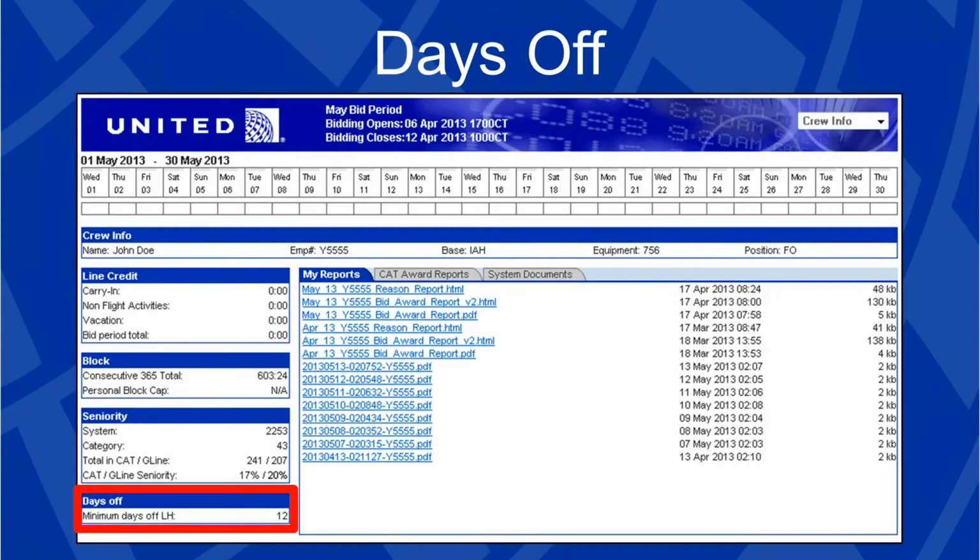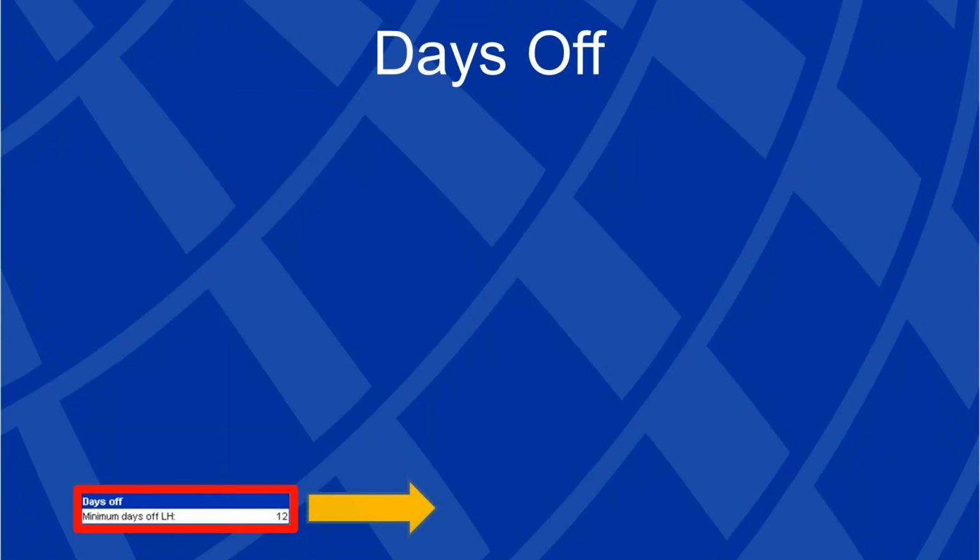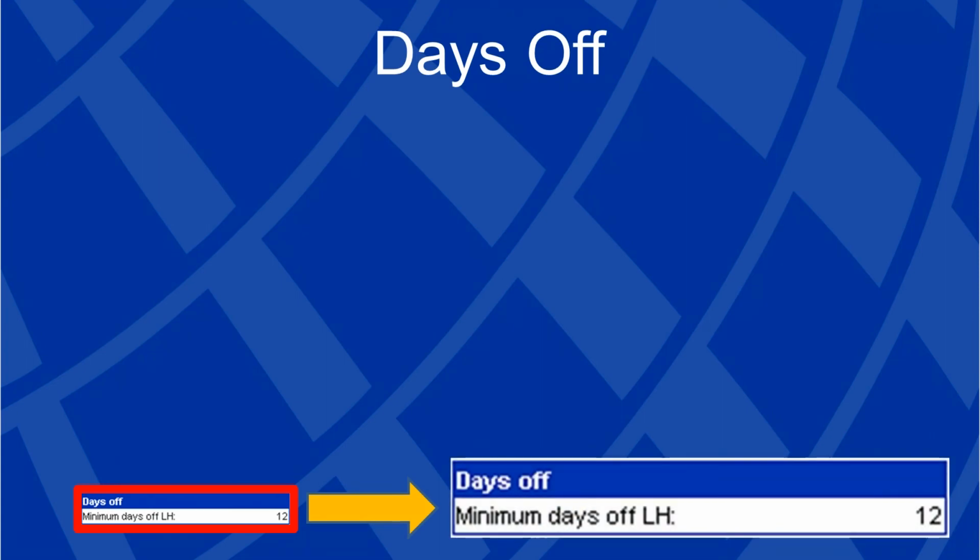The next box will tell you how many days off you're entitled to during the month. If you have pre-assigned absences during the month that limit your availability for flying, the total number of days off that you're entitled to may be prorated to a lower number based on the proration table found in the UPA.